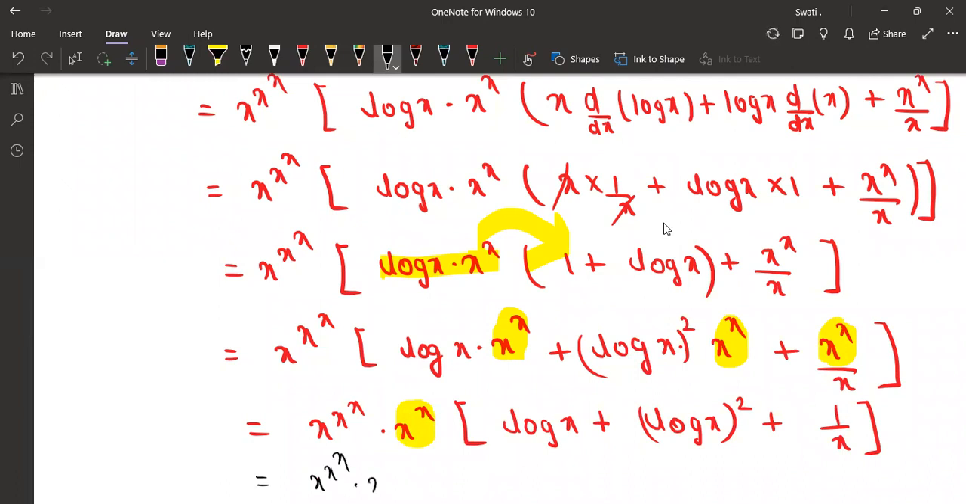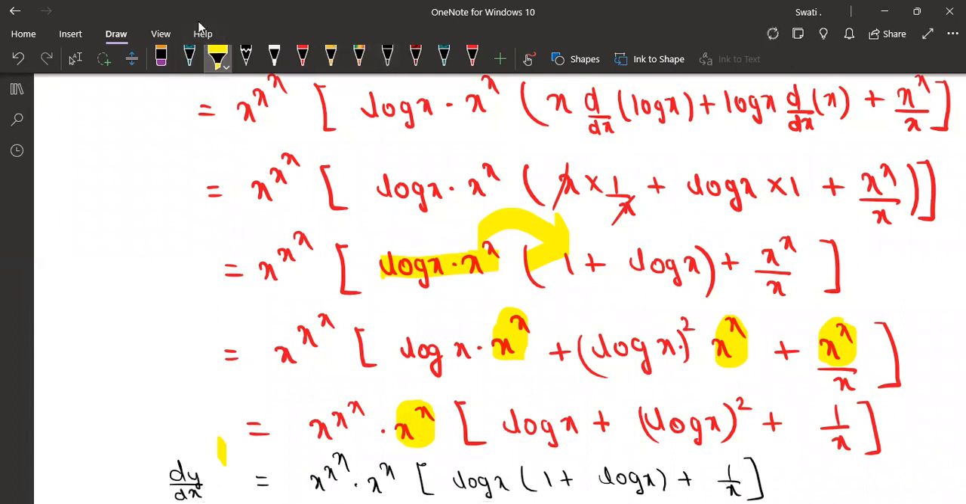And now in the final step, we can just rewrite this as x raised to x times x raised to x. We are having a lot of x raised to x. From here also I can take log x common. So I'm getting 1 plus log x. And then this is plus 1 by x. Here we can stop because we cannot simplify this further. So therefore the answer of dy by dx that we are getting is this one. Okay, so this is our answer.